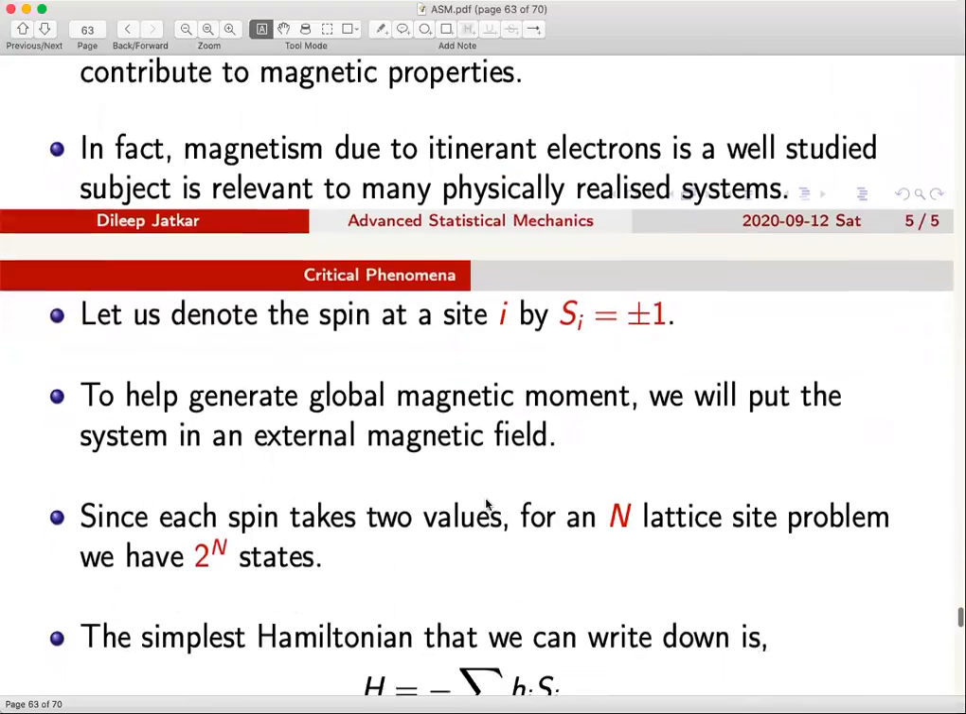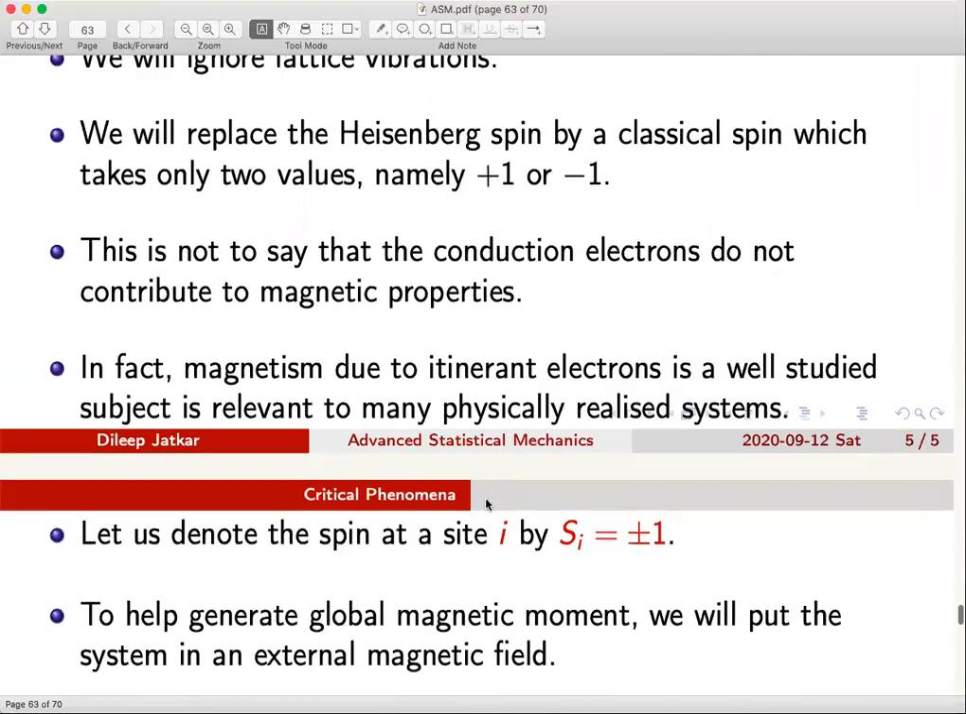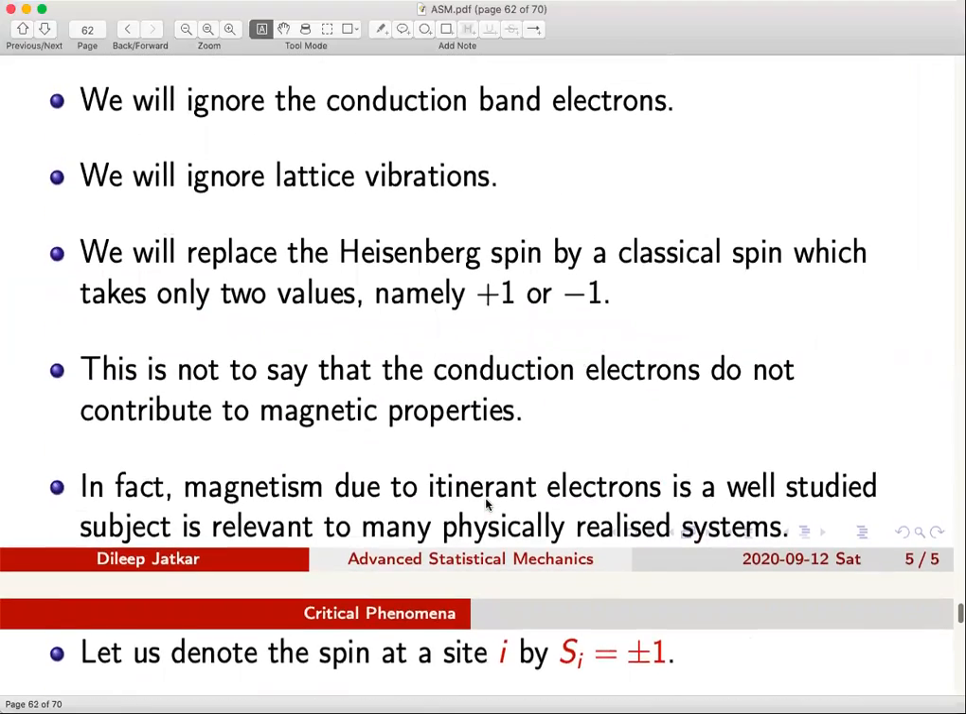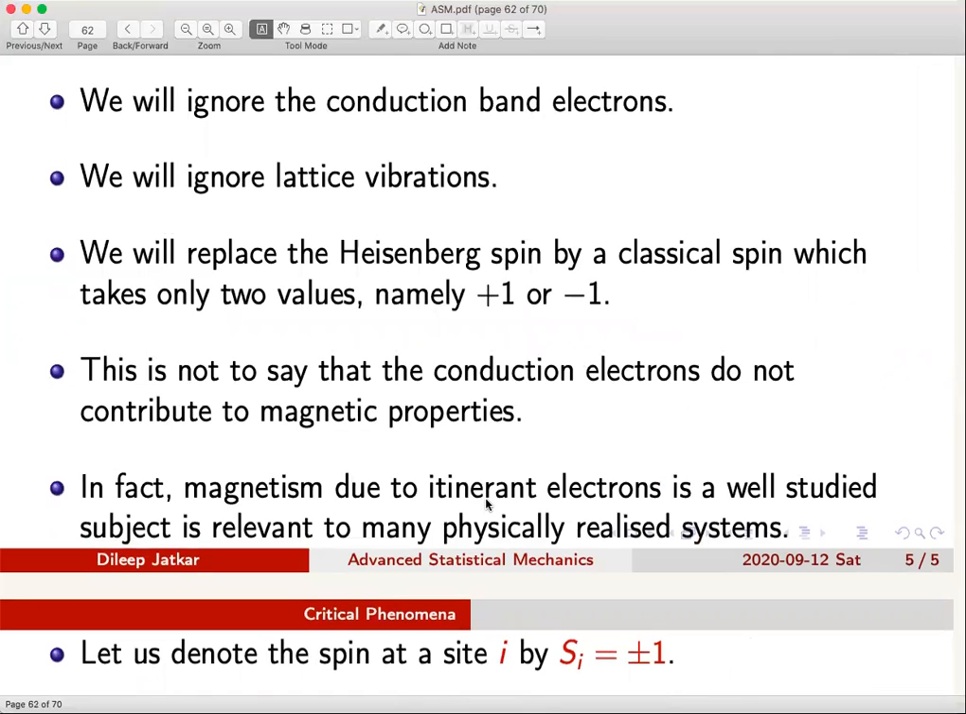So before I get into this, any questions about whatever I talked about, the generalities of these systems and how one makes simplifications of it?